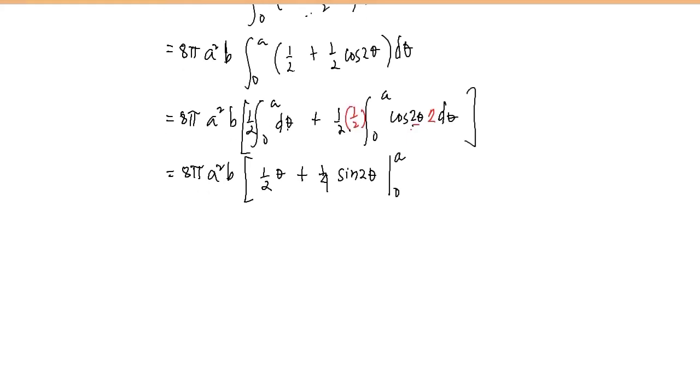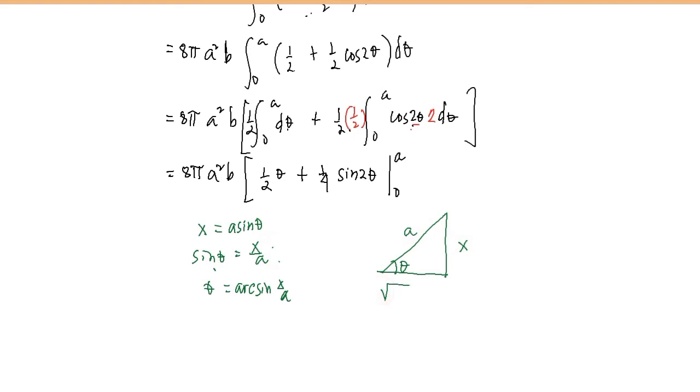But if we go back to our assumption earlier, we have x is equal to a sine of theta. So therefore, the sine of theta is equal to x over a, and theta is equal to arc sine of x over a. And from here, we construct a triangle. If this is theta, from SOHCAHTOA, sine is opposite over hypotenuse. So the opposite side is x, the hypotenuse is a. And this side here is the square root of the square of the hypotenuse minus the square of the other side, from the Pythagorean theorem.